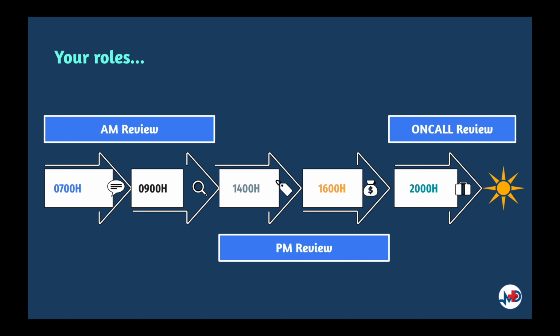The AM review is usually from 7 a.m. to 9 a.m. And between 9 a.m. to 2 p.m., you will have the time to carry out your ward work. PM reviews begin from 2 p.m. to 4 p.m., and on-call reviews will start at 8 p.m. onwards.